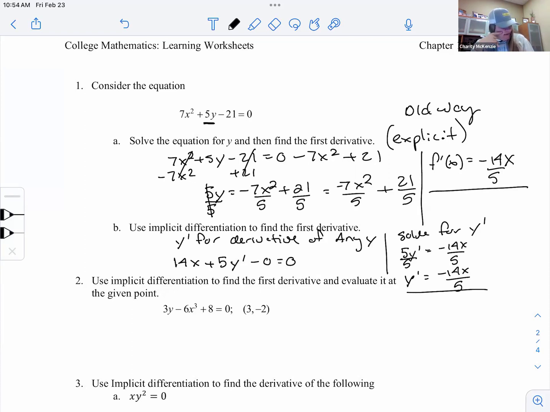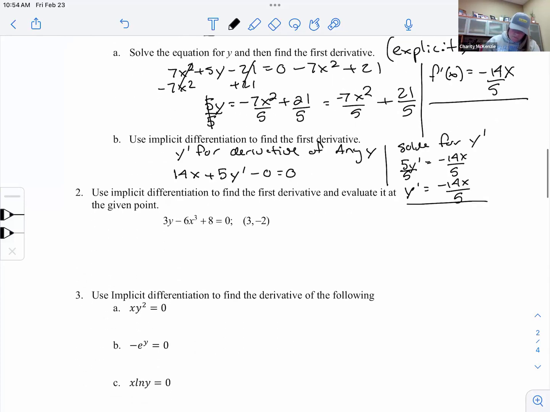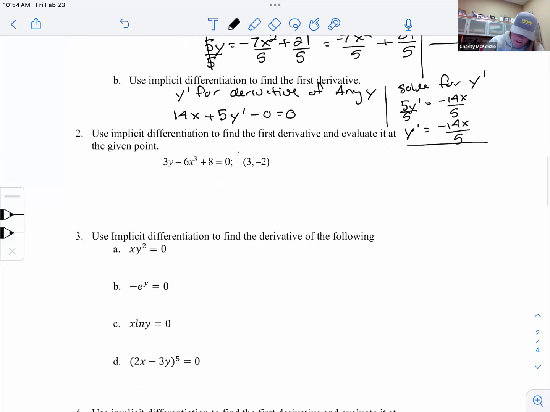So when we look at number 2, we use implicit differentiation to find the first derivative and evaluate it at this given point for x and y. So when I look at this and it gives me a value, basically you will find the derivative like this with y prime, and then you plug in the 3 and the negative 2 into any x or y, basically. Some of the problems are so basic, they don't have a y for you to plug anything into. That's this one, and your homework starts that way.